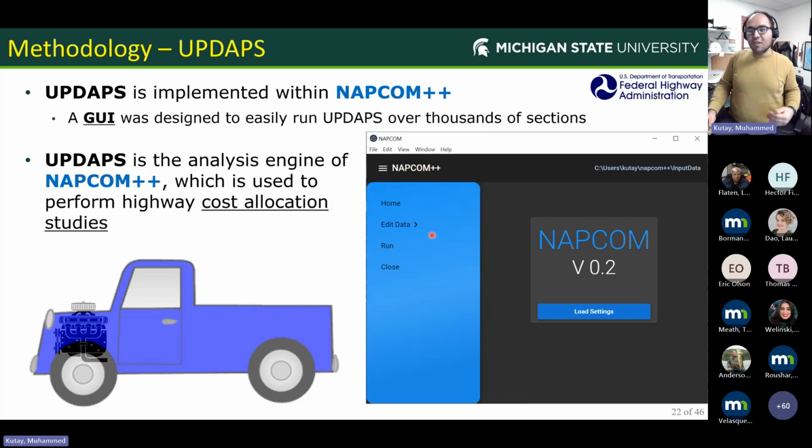For that, we need to run the UPDAPS many times, and that's how the UPDAPS is implemented in here. For many of our runs, we simply use NAPCOM, and it's very user friendly, and anyone can do it. It's very easy to run the UPDAPS through NAPCOM, actually.